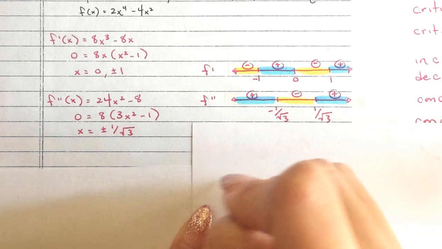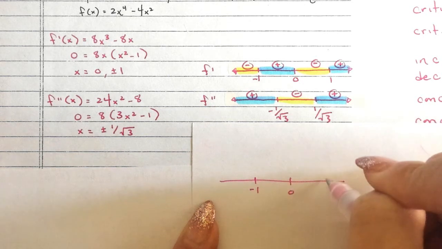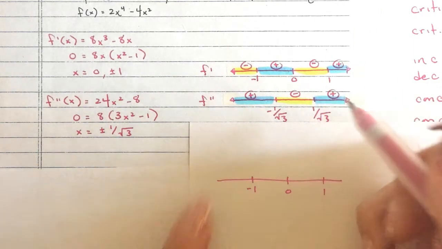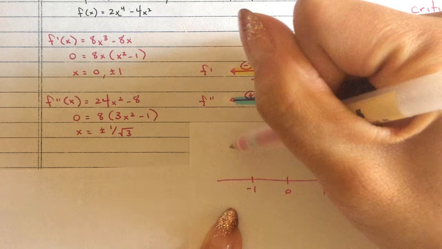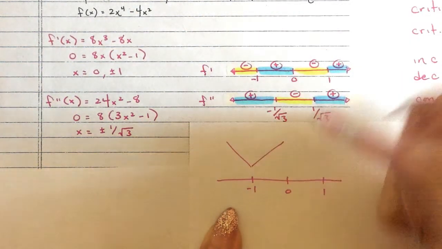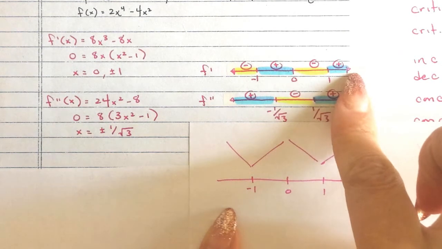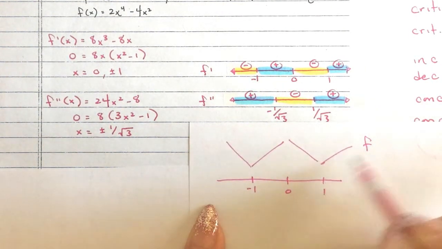So here is what I care about. So at negative 1, at 0, and at 1, oops, let me look again. I have these critical values. I am going to go down, and then I'm going to go up, and then I'm going to go down, and then I'm going to go up, because it says negative, positive, negative, positive. So my graph of f has a negative, positive slope.